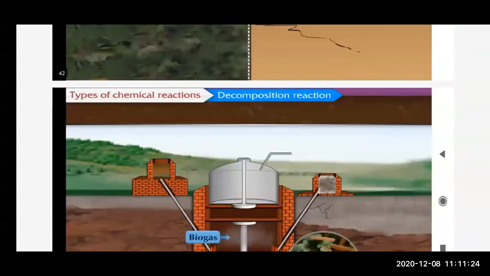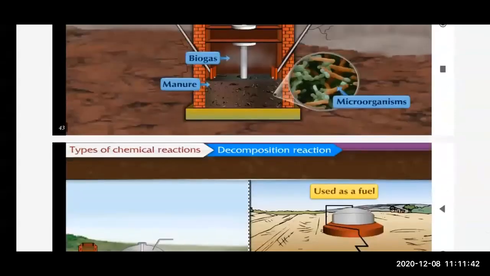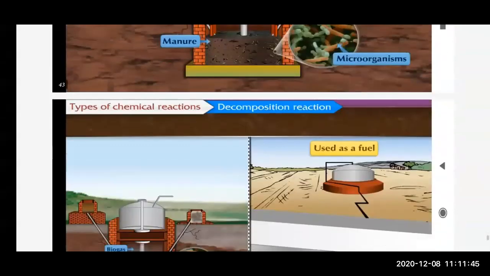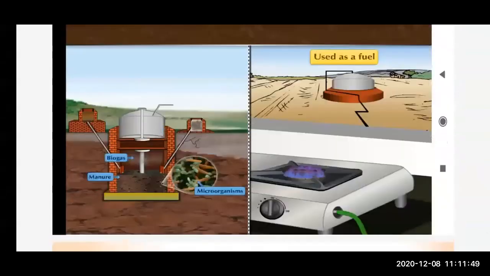Whatever organic waste is there is decomposed with the help of microorganisms. You can see the biogas plant in front of you. The organic waste is degraded and decomposed with the help of microorganisms, and the gas that is formed is biogas. This biogas is used as a fuel. These are some of the extra information given about the decomposition process.